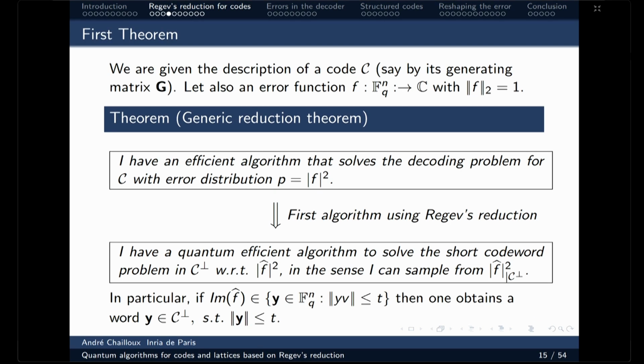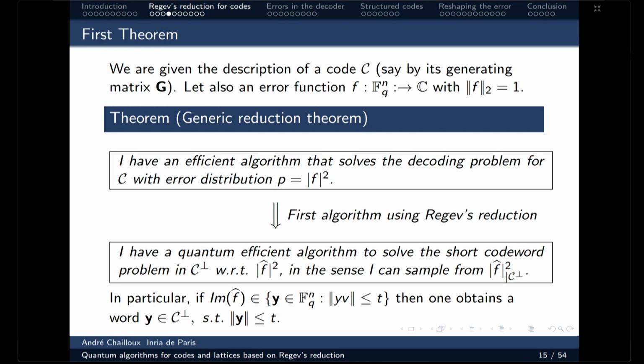Okay, so this is a much more modernized version, maybe than the one from DRT, Debris, Alazar, Remo, Tillich. Maybe a formulation is that if we have an efficient algorithm that solves the decoding problem for a certain error distribution, right? So I told you there is an error, so it's taken from a certain probability distribution.